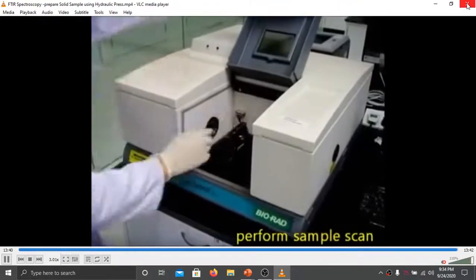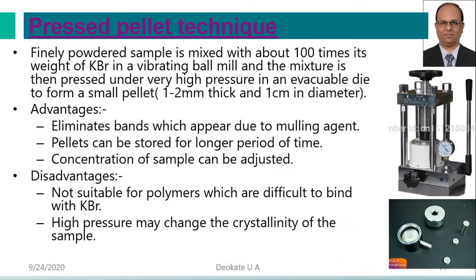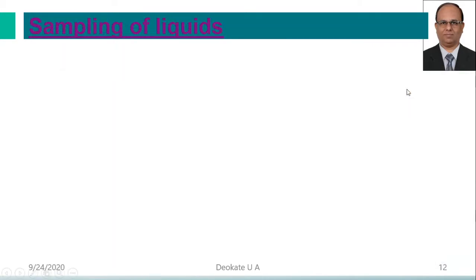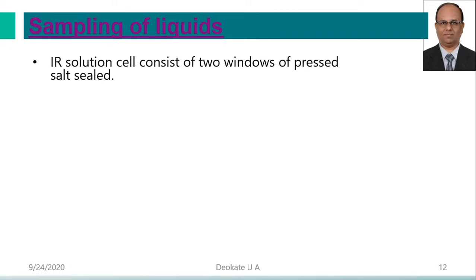In this way, hydraulic dies and punches are used to prepare the pellets for IR spectroscopy. Then sampling of liquid. Generally, liquids are placed into sample cells. Again, we cannot use glass or quartz for the construction of the sample cell.